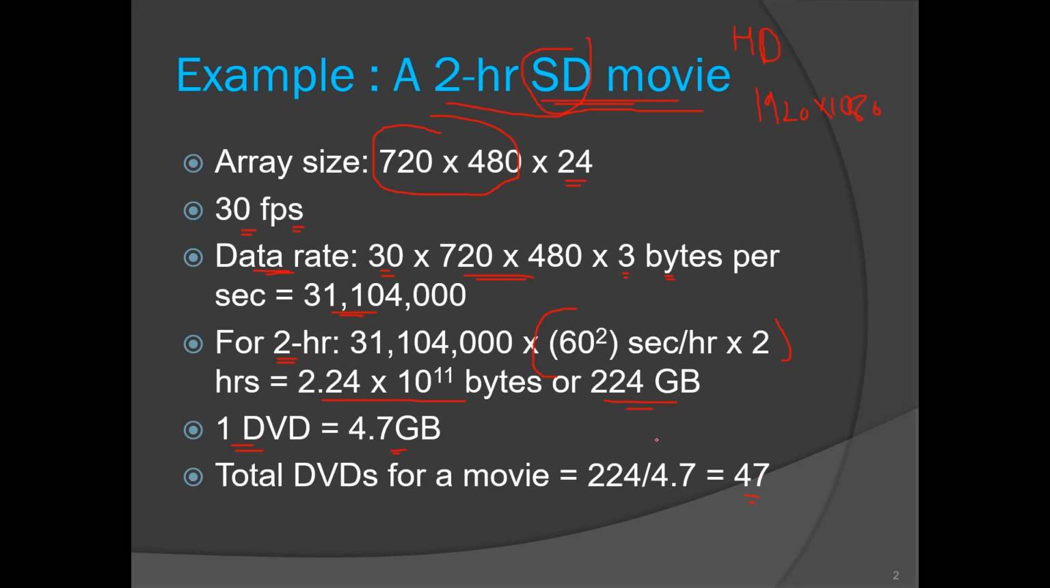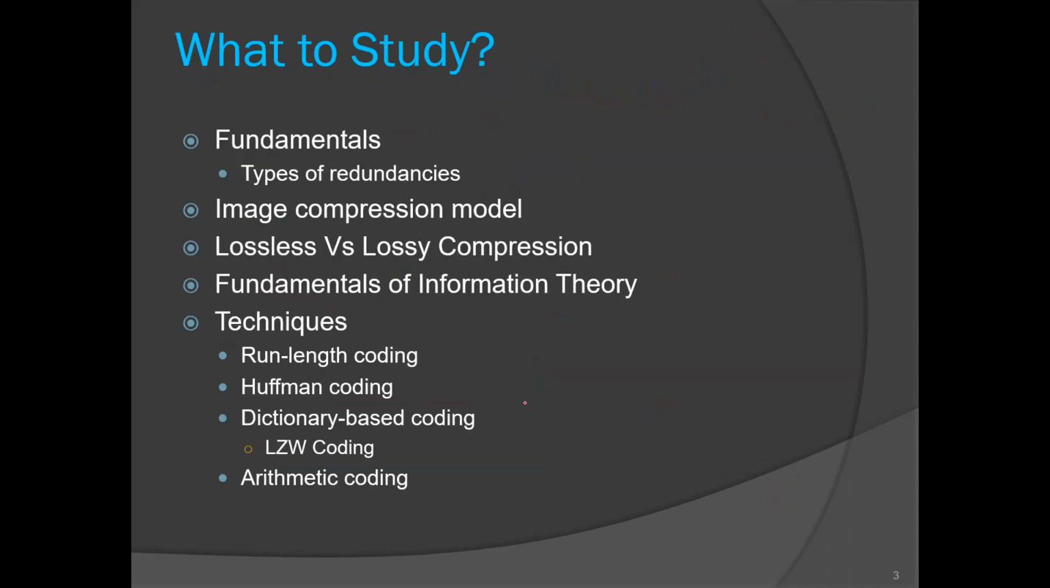We know that in our general DVD we have 3 to 4 movies. So see what is the factor by which we compress any video. If we have 4 movies in one DVD, the compression ratio is this one, 47 times 4. So we reduce the size of any recording by this much factor. That's why compression is very essential.